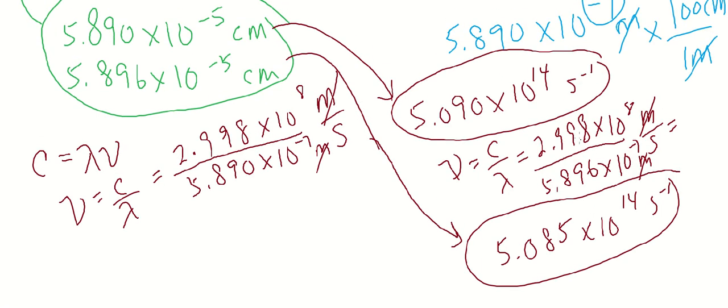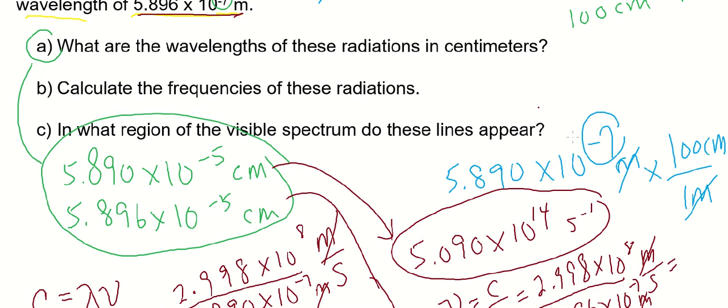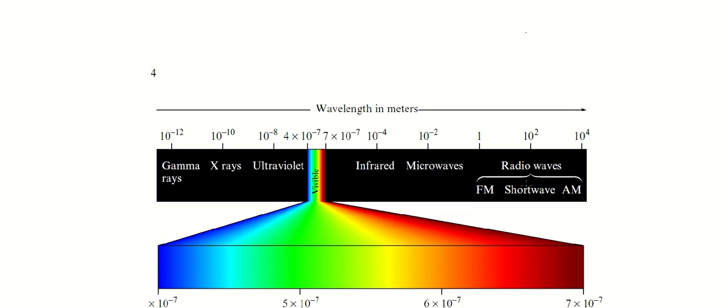All right, let's see what part C is asking us. So B's done. Let's go on to C. What region? That's why I copied this over. Let me move this back up a little bit.